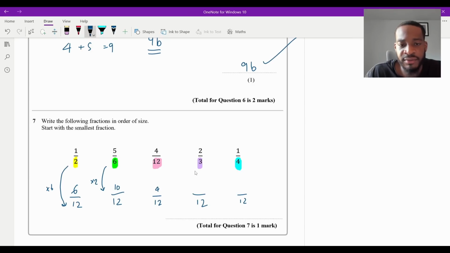Next one is fine, done. 3 to 12 we're times-ing by 4, aren't we? So that's going to be 2 times 4, which is 8 over 12. And then this one we're times-ing by 3 to go from 4 to 12. So we're going to do 3 over 12.